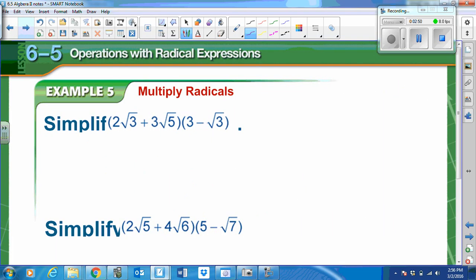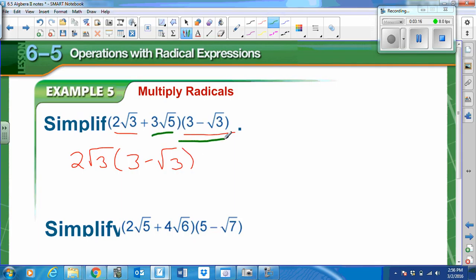The last thing on this is multiplying radicals, and it's actually easier than what we just did. And so we need to distribute here, and my favorite way to distribute is to say, okay, I need to multiply this times everything over here. So we have 2 square root of 3 times 3 minus square root of 3. And then I also need to multiply this times everything over there. So we're going to get plus 3 square root of 5 times 3 minus square root of 3.